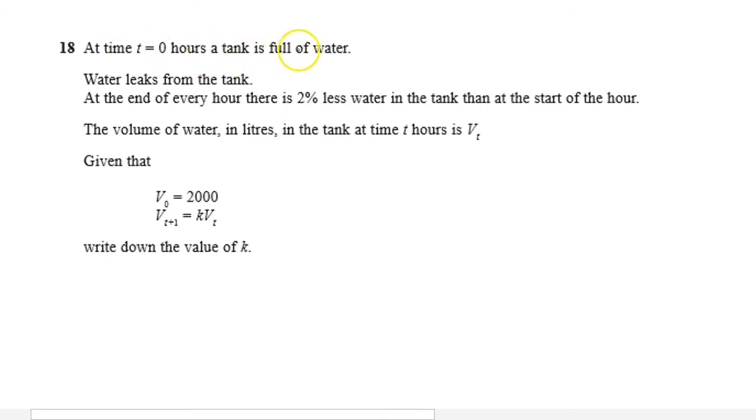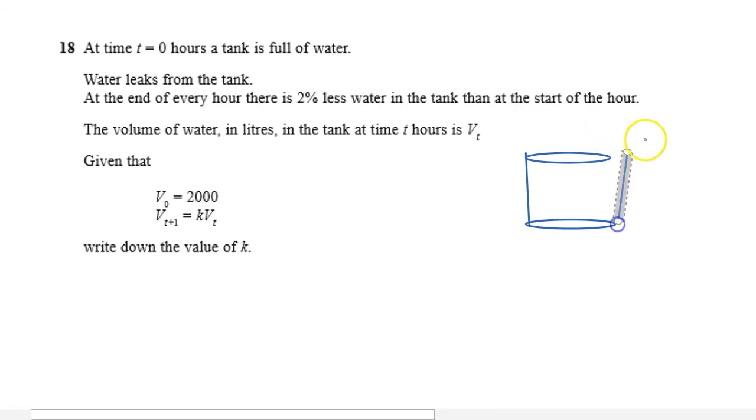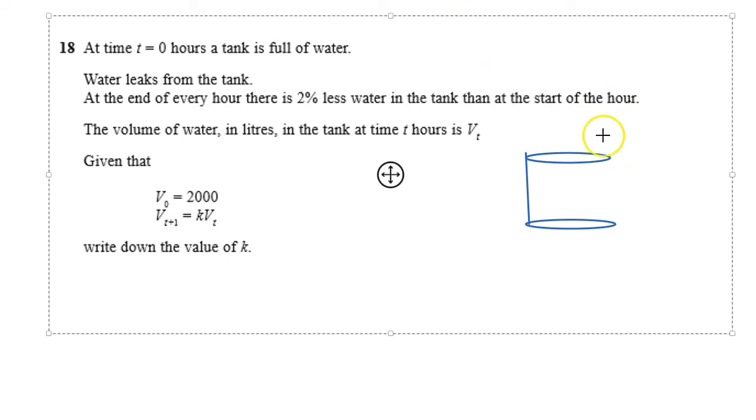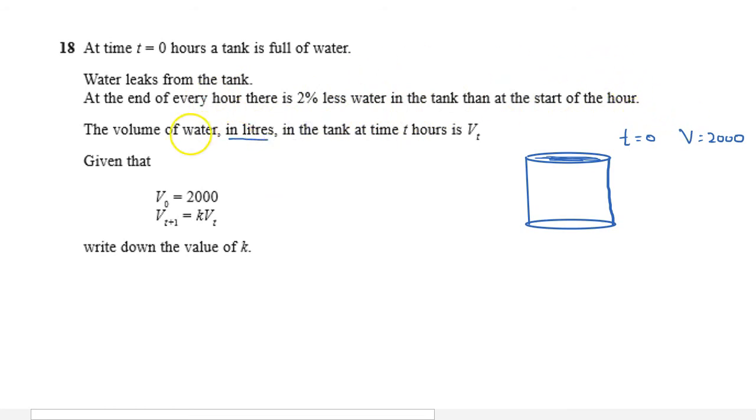At time t is equal to 0, a tank is full of water. Suppose this is a tank. So at t is equal to 0, the volume is 2000 liters. The unit liters is not given, but it's 2000 liters. At the end of every hour there is 2% less water.